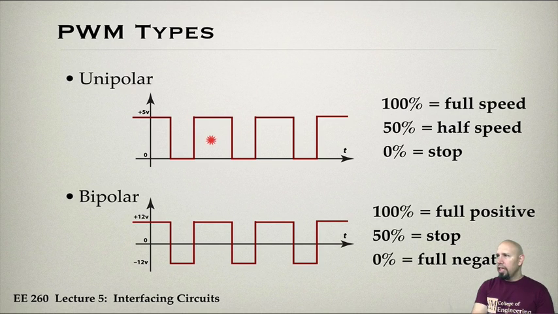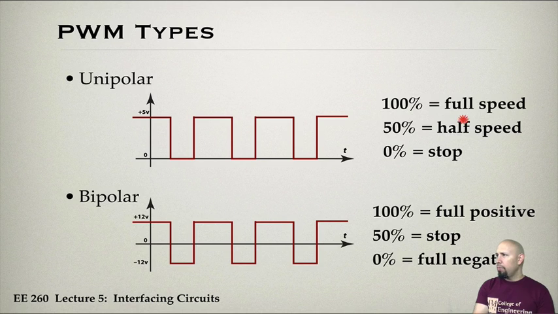Now unipolar is used if you only need to go in one direction. So if you have a motor and you're only concerned about the speed in, let's say, the clockwise direction, and you don't need to worry about it turning around and going back the other direction, then you can use a unipolar pulse width modulation. The bipolar is used if you want to go in two directions.